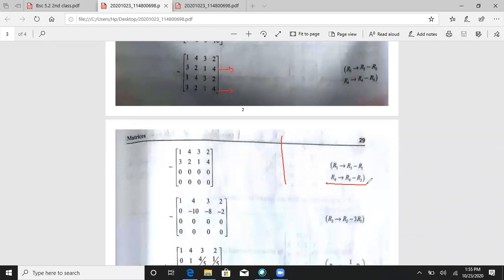R3 minus R1: 1 minus 1 is 0, 4 minus 4 is 0, 3 minus 3 is 0, 2 minus 2 is 0. I write here. Next, R4 equal to R4 minus R2. R4 minus R2 is also 0: 3 minus 3 is 0, 2 minus 2 is 0, 1 minus 1 is 0, then 4 minus 4 is 0. That's why we write here the two non-zero rows. We are finding the rank, that's why the first one is unity.